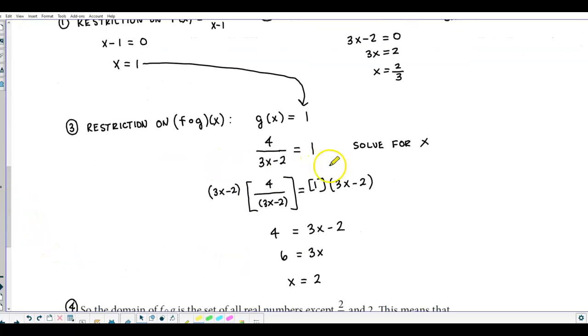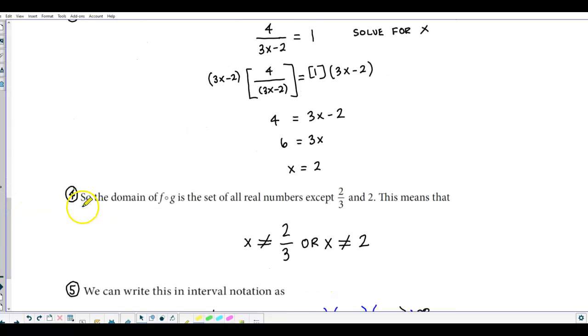To solve for x, we can multiply both sides by the LCD, which is 3x minus 2. On this side, we can eliminate the 3x minus 2, and we're left with 4. And this is 1 times 3x minus 2, which is 3x minus 2. Then we're going to add 2 to both sides, and therefore 3x is equal to 6, and now x is going to equal 2. So, in step 4, the domain of f composite g is the set of all real numbers except 2/3 and 2. So this means that x cannot equal 2/3 and x cannot equal 2.